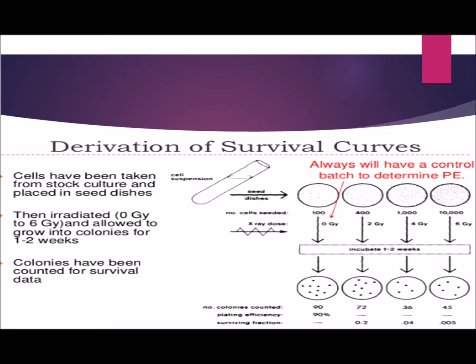As you can see, there is a test tube that has a cell suspension, and the cell suspension will be transferred to the seed dishes. Then, for the number of cells seeded, the X-ray dose is applied, and we always have a control batch to determine the PE, or the percentage of the cells.